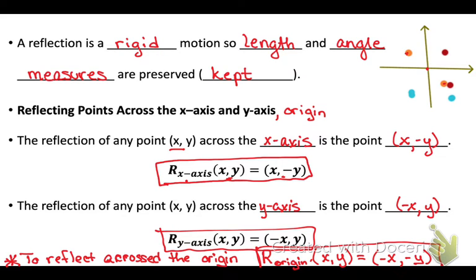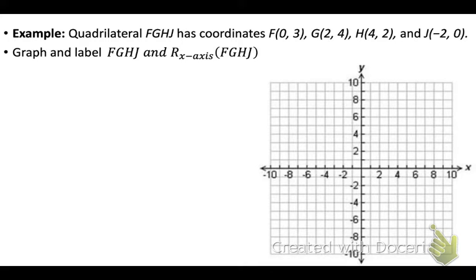Okay, so we have 4 points. We have a quadrilateral. What is that? A square is a quadrilateral, but not all quadrilaterals are square. Quad means 4 sides. Okay, a 4-sided polygon to be exact. So we have F, G, H, and J. So you need to graph those.